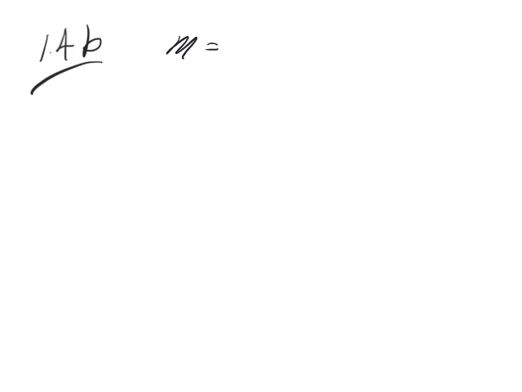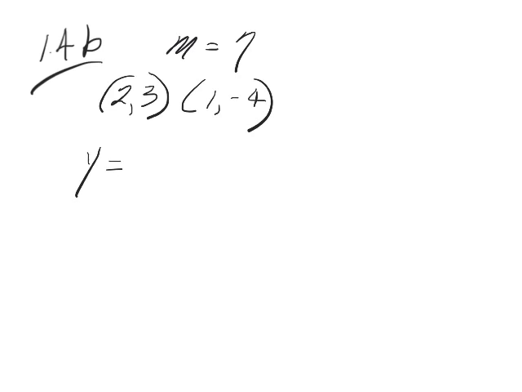We had found out that our slope was 7 using our difference in y over the difference in x. And we have points (2, 3) and (1, -4). So we can choose which of these two points we're going to use in our y = mx + b, because in order to solve this we have to find the slope and the y-intercept. Well, we have the slope, so now we're just looking at finding the y-intercept.